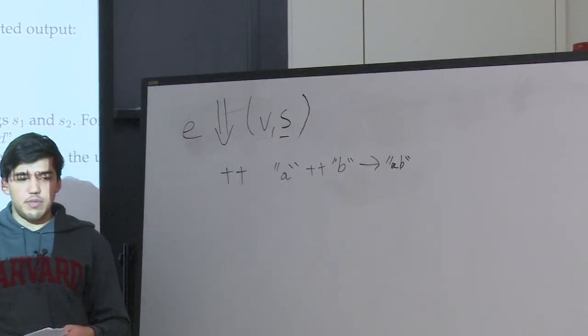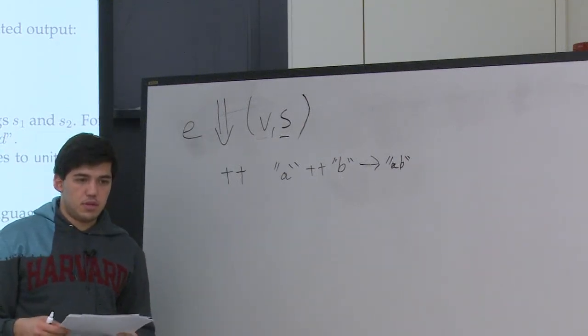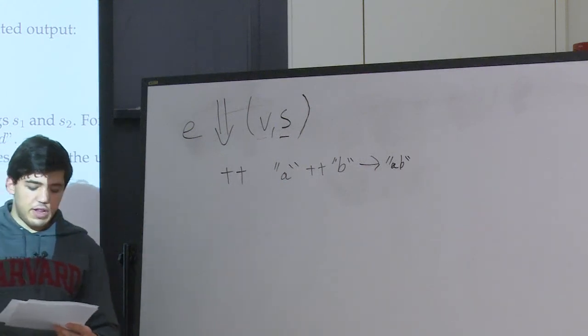So why do you need the empty string? Why is that the case? It doesn't output any strings. Right, it doesn't output any strings when you evaluate the expression.